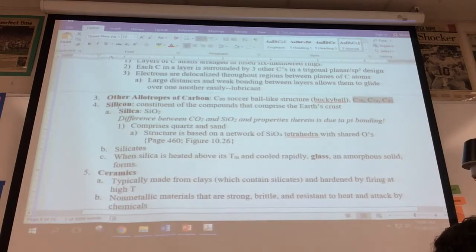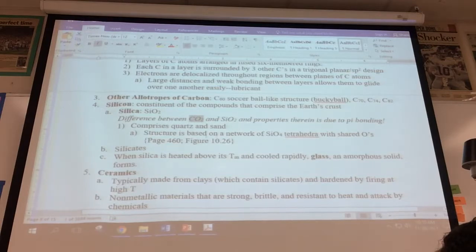You can have silicon containing, for example, silicon is found in compounds that make up the Earth's crust. Silica, shown right here, silicon dioxide. And there's a key difference between carbon dioxide and silicon dioxide. You know carbon dioxide is a nonpolar covalent substance where you've got a double bond between the O and the C. So you have pi bonding. With silicon dioxide, you don't have that pi bonding arrangement.